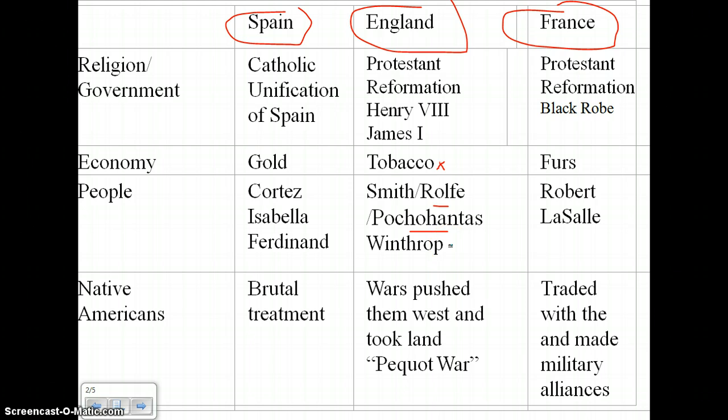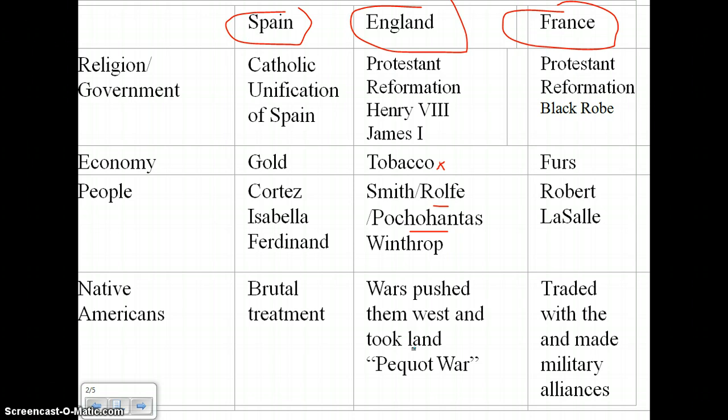Moving forward, when we think about their treatment of Native Americans, this is really interesting and debatable. You might say, who treated Native Americans worse? One way of looking at it, despite the horrible brutality that the Spanish were known for, is that the English were far less willing to include Native Americans into their society.